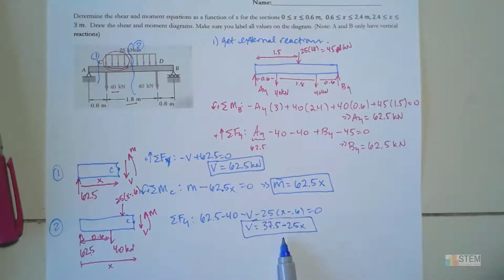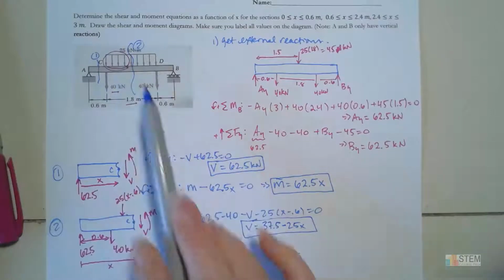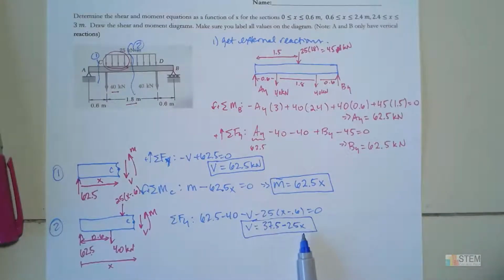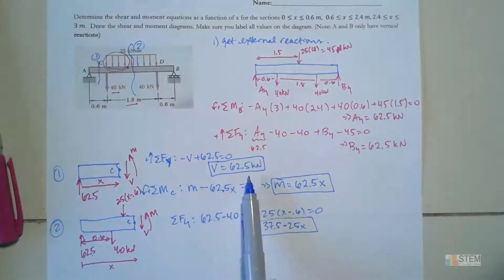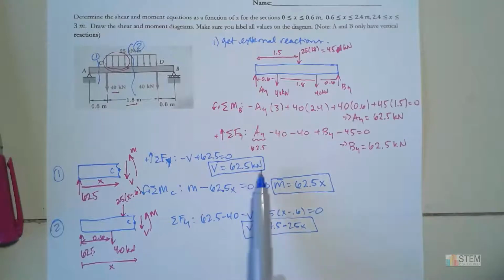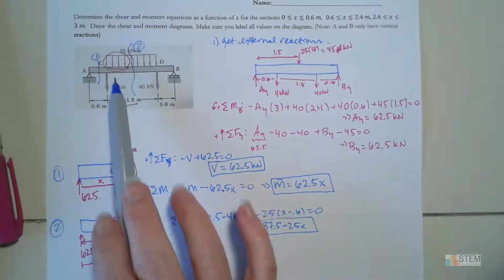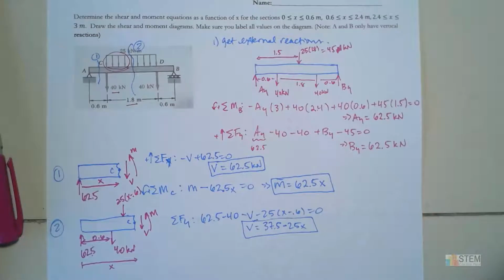So notice how when we have this distributed load, our shear is now a linear function of x. Before, when we were on this left side from 0 to 0.6, we just had a constant, so it wasn't a function of x. That's the difference this distributed load is going to make in your equations.